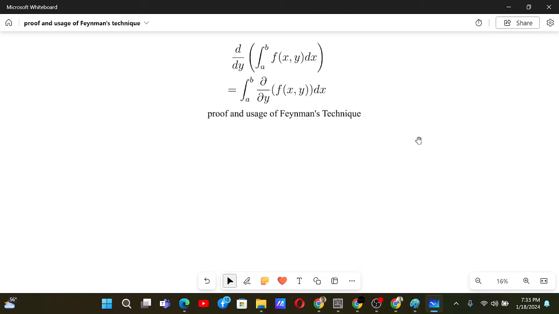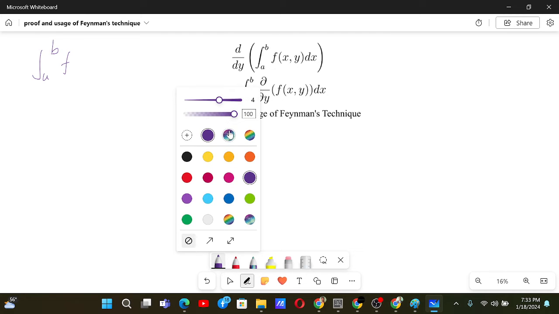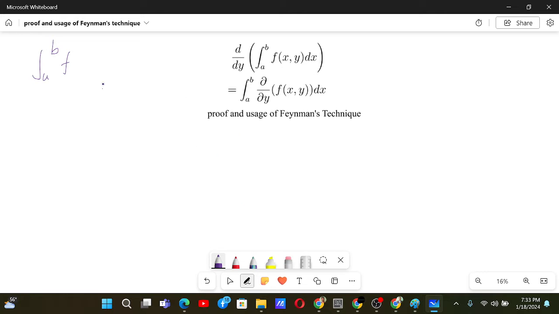Proof and usage of Feynman's technique. So this technique is one of the powerful techniques used in integration, popularized by Feynman. What this says is, let's say we have an integral from a to b of f of x comma y dx.